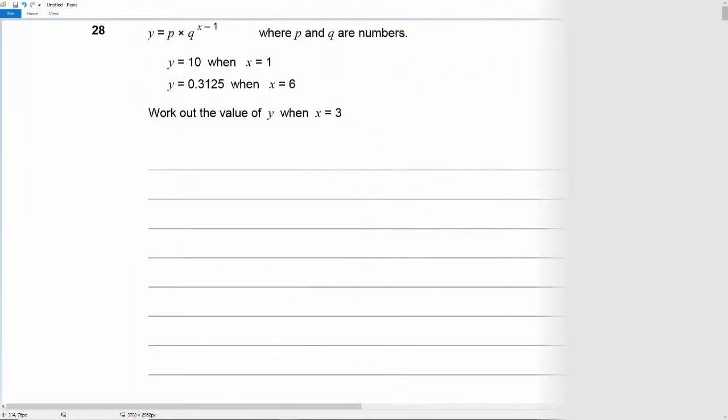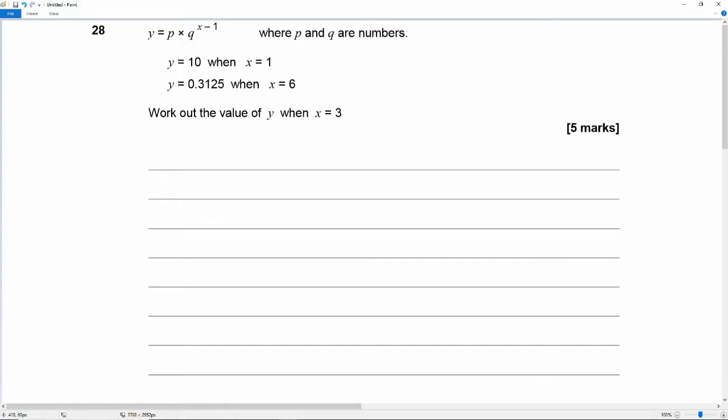And we're picking up in question 28, which reads: y equals p times q to the power x minus 1, where p and q are numbers. y equals 10 when x equals 1. y equals 0.3125 when x equals 6. Work out the value of y when x equals 3.